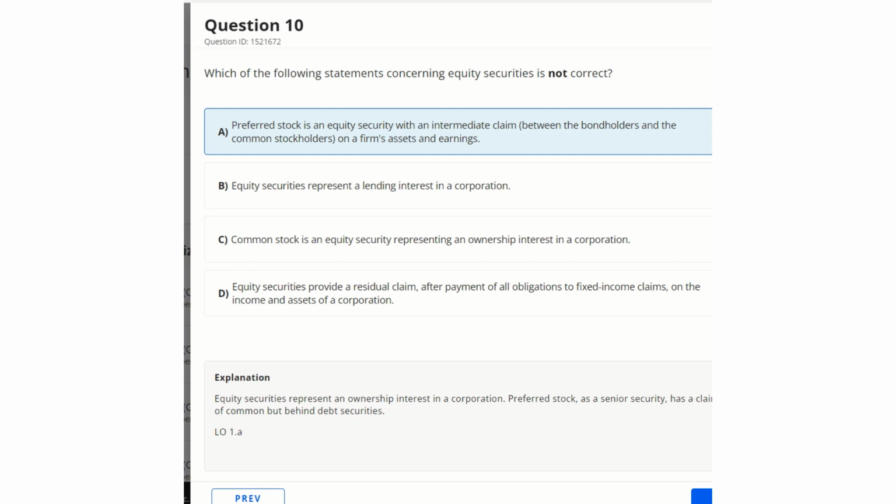Which of the following statements concerning equity securities is not correct? Preferred stock is an equity security with an intermediate claim on the firm's assets and earnings, somewhere between bonds and stocks. Equity securities represent a lending interest in the corporation. Common stock is an equity security representing ownership. Equity provides a residual claim after payments to fixed income and everybody else. So that's right. The stockholders are always last. Preferred stock does have ownership. It's kind of like a stock and kind of like a bond. So B, it doesn't represent a lending interest, which would be a bond or some sort of debt. So the answer here is B is not correct.